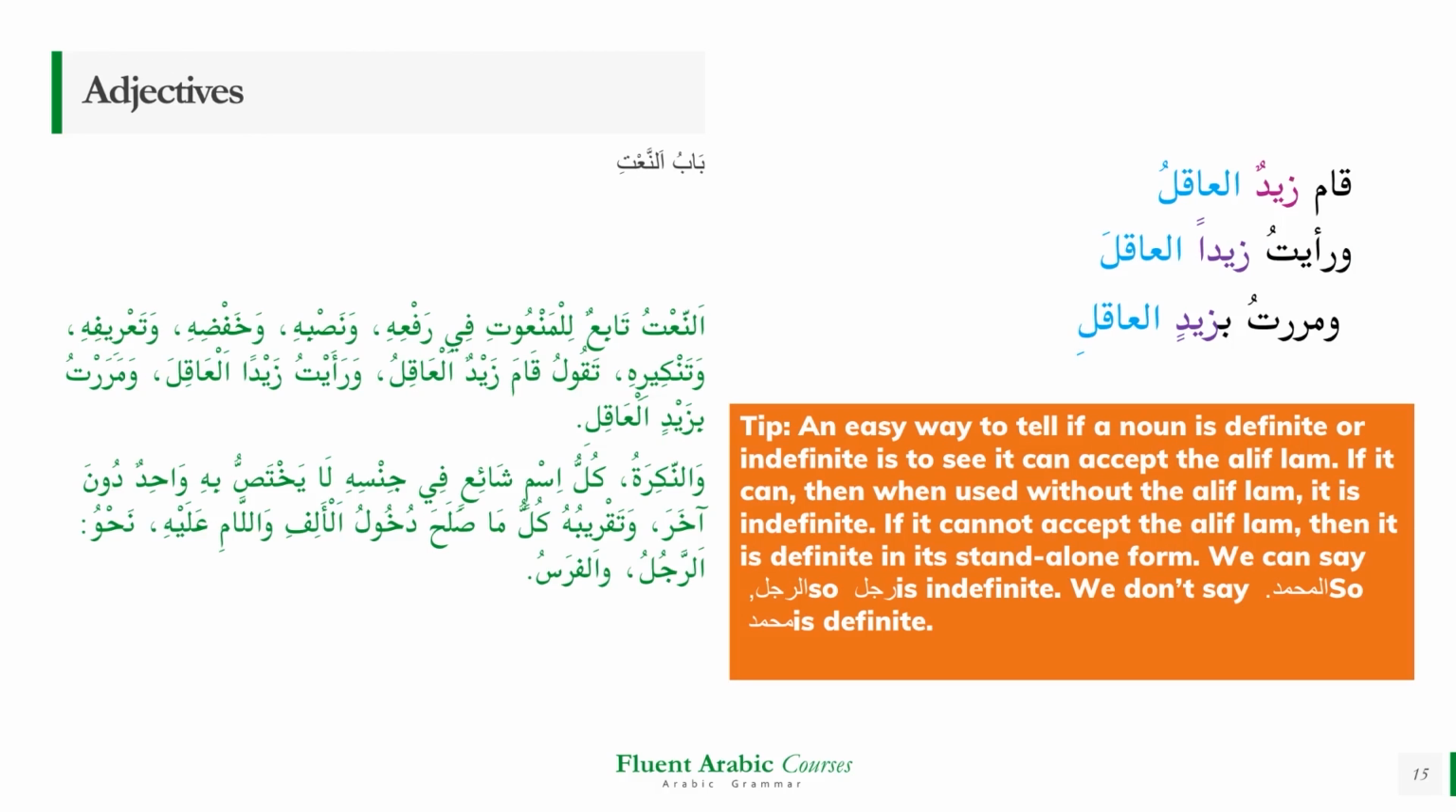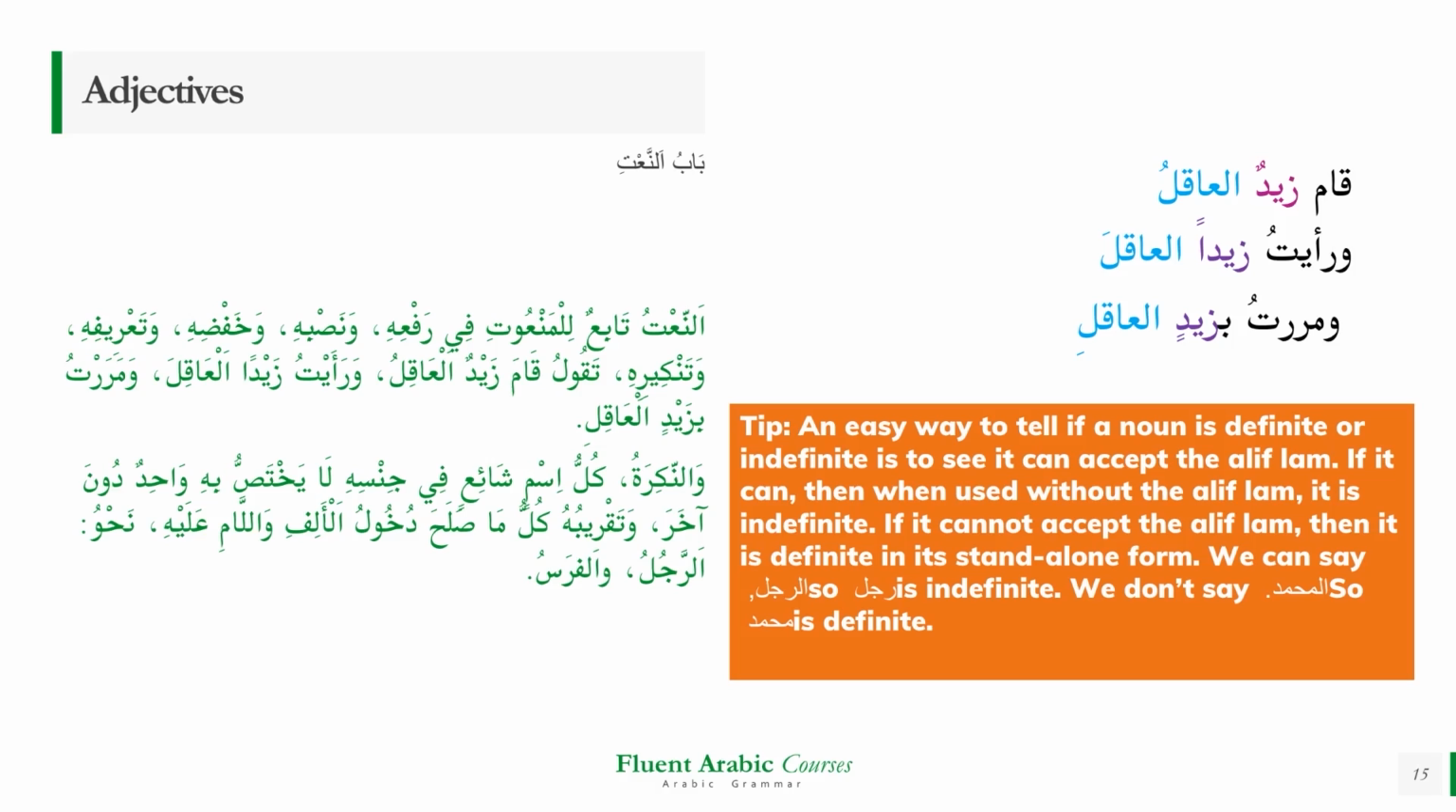Now we come to what is known as the tawabi', or the elements which follow the i'rab of the word they are linked to. And the first of the tawabi' is the na'at, or the adjective. It is fairly straightforward. النعت تابع للمنعوت في رفعه ونسبه وخفضه وتعريفه وتنكيره.